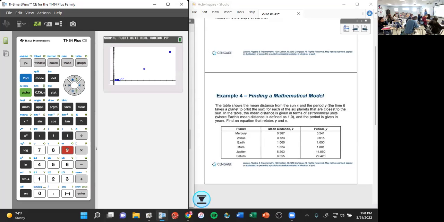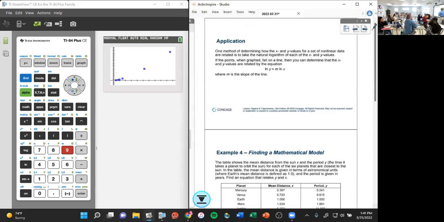Now let me ask you the question again. Does all of our data appear to be in a straight line? No. We all see a nice curve there, don't we? Okay. So back on our notes, one method of determining how X and Y values on a set of nonlinear data relate is to take the natural log of every X value, and we're going to take the natural log of every Y value. Folks, that's a lot of math.